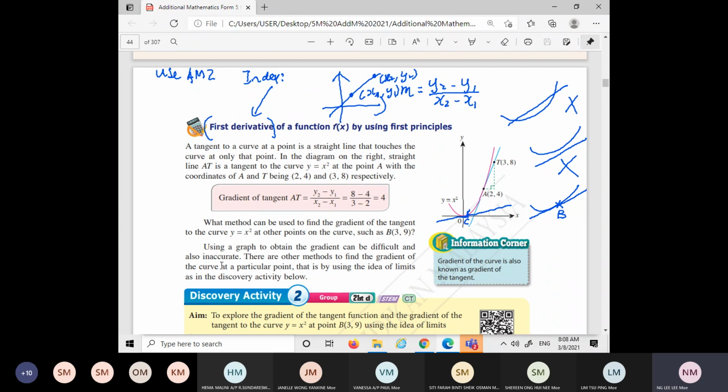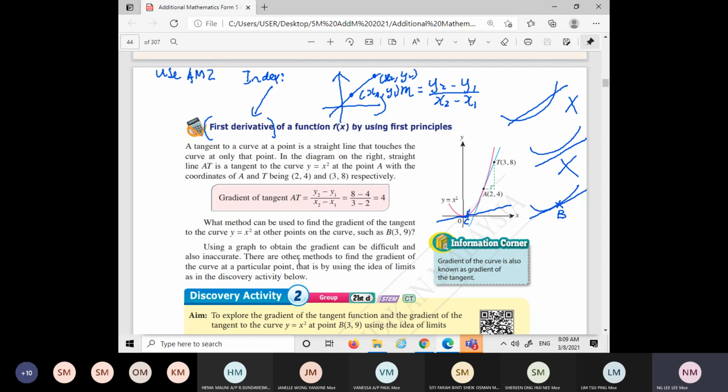So you see this part. Using a graph to obtain the gradient can be difficult and also inaccurate. This is because of the point T here in this case; sometimes we don't know the coordinates of point T. There are other methods to find the gradient of the curve at a particular point, that is by using the idea of a limit as in the discovery activity below. We have learned the idea of limit, so we're going to apply the idea of a limit to find the gradient of the curve.